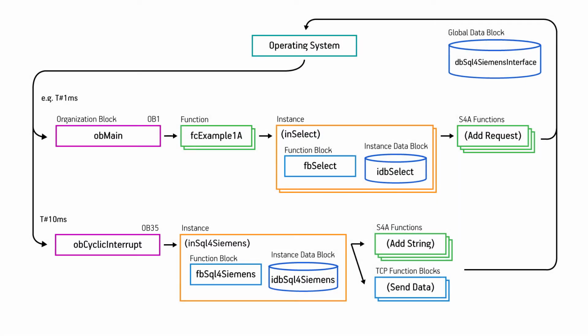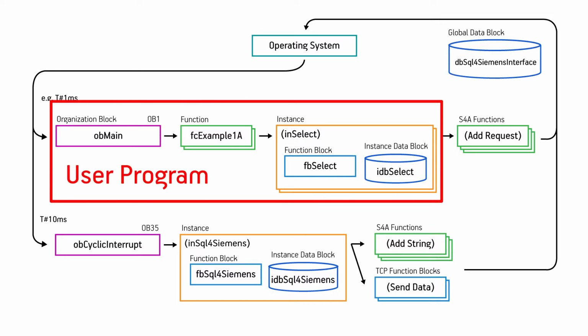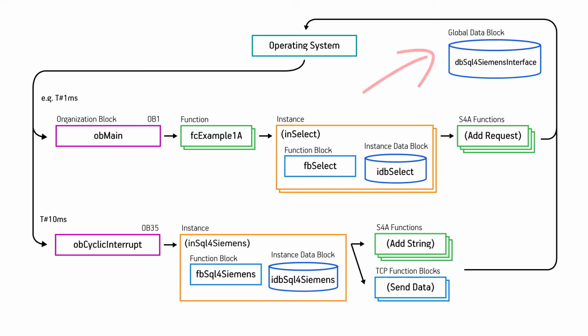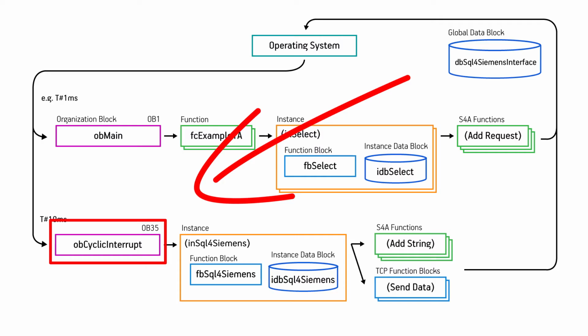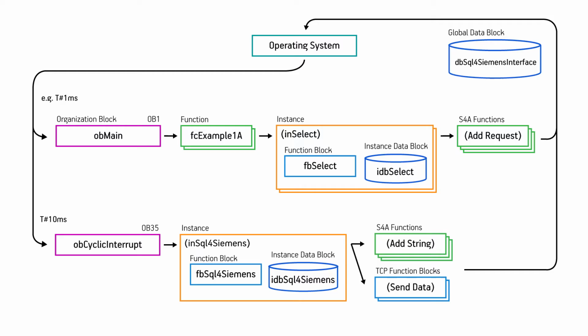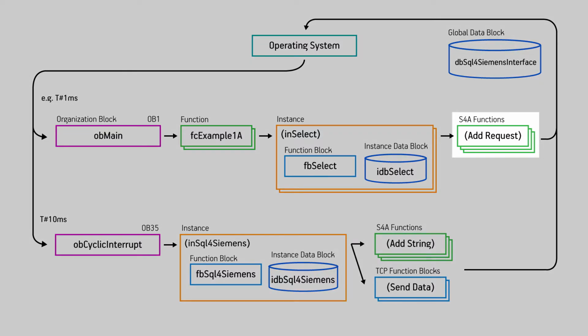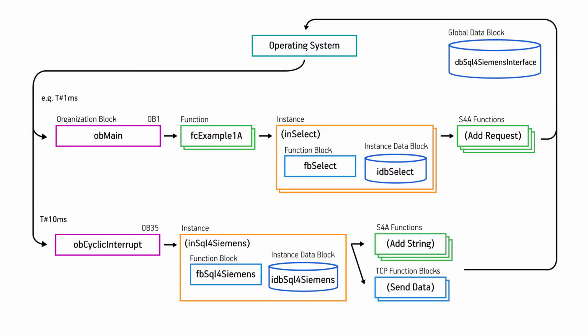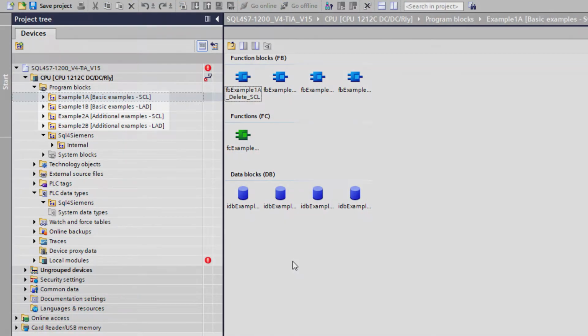So the way it basically works is that in our main block, or let's say our user program, we put together a request string and store it in a global data block. And then every 10 milliseconds, this cyclic interrupt block will process the data and, depending on the data, communicate with the connector. And the only thing we have to provide for that are some parameters, like the IP and ports and so on. So the way you put together your user program is up to you. You can directly call these S4A functions from the main block if you want. Now we don't recommend that, and we've put together a few example programs which you can use as templates or to test the functions.